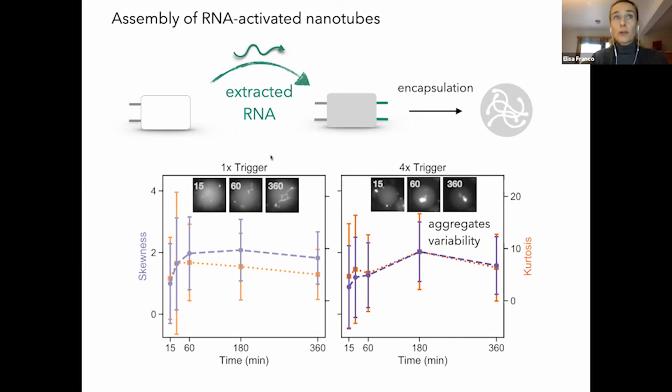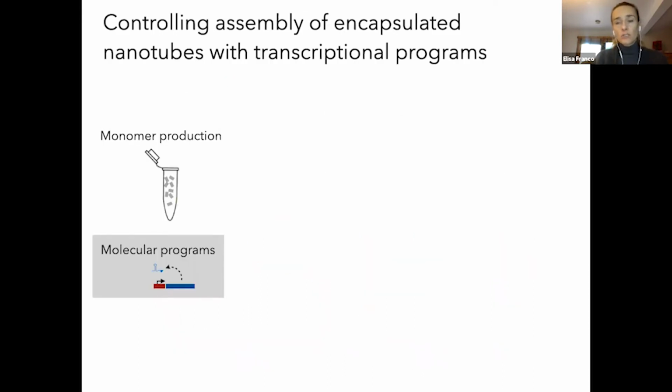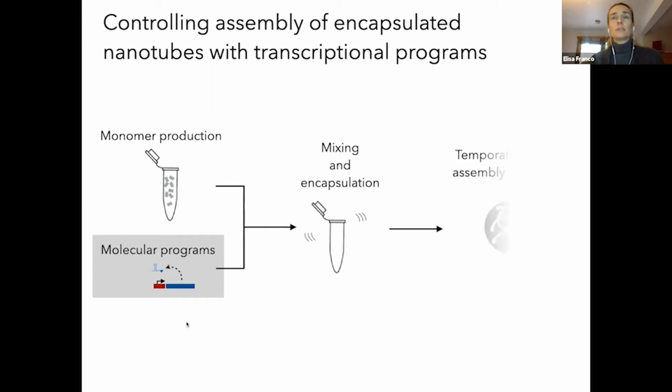However, if you keep the concentration of RNA low and close to the stoichiometry of the tiles, so close to 1x, you do get filamentous assemblies. And so, as long as you keep that in mind, you can proceed with this type of reaction encapsulated. So the next step was to have monomer production and transcriptional programs inside the droplets. This was to obtain temporal control of assembly that is driven by, say, a simple artificial genetic circuit.